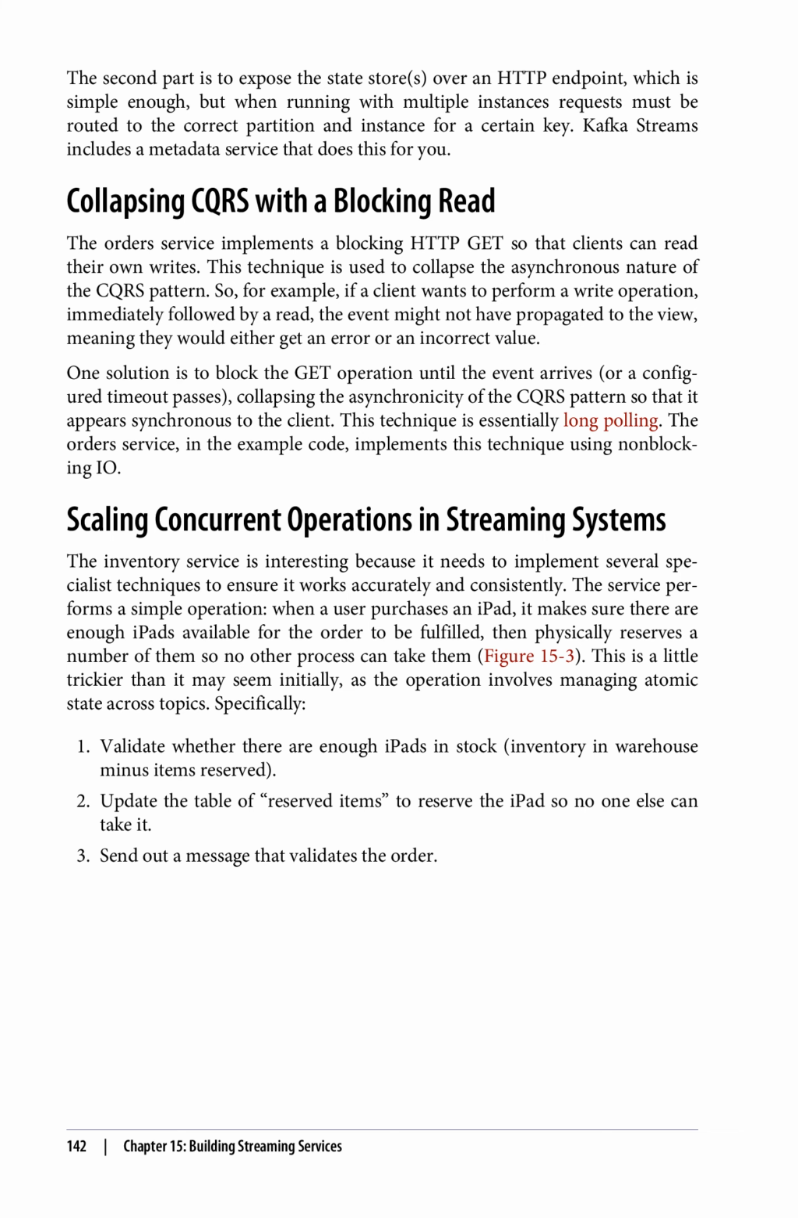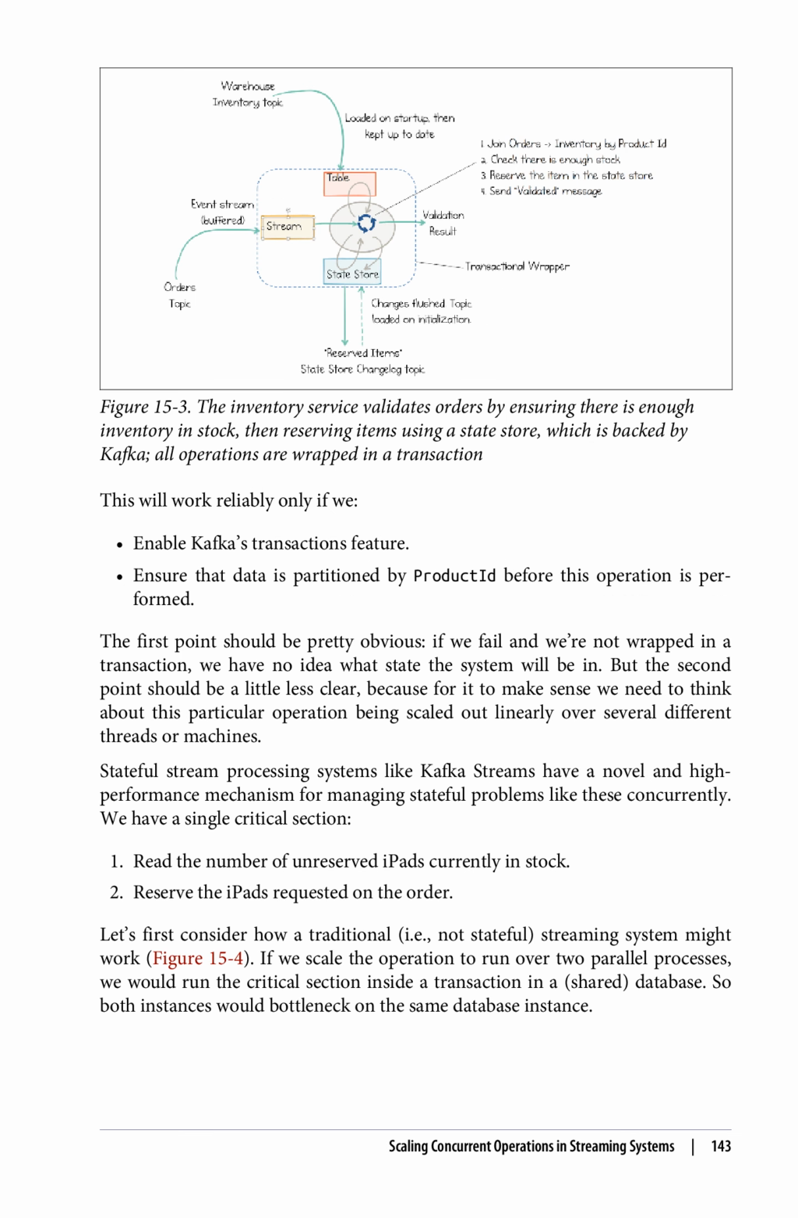topics. Specifically, 1. Validate whether there are enough iPads in stock, inventory in warehouse minus items reserved. 2. Update the table of reserved items to reserve the iPad so no one else can take it. 3. Send out a message that validates the order. This will work reliably only if we enable Kafka's transactions feature. Ensure that data is partitioned by product_id before this operation is performed.